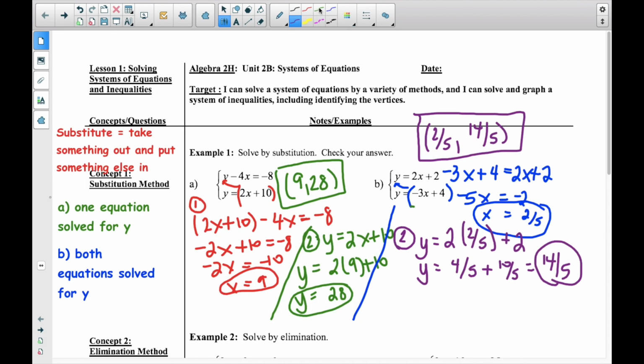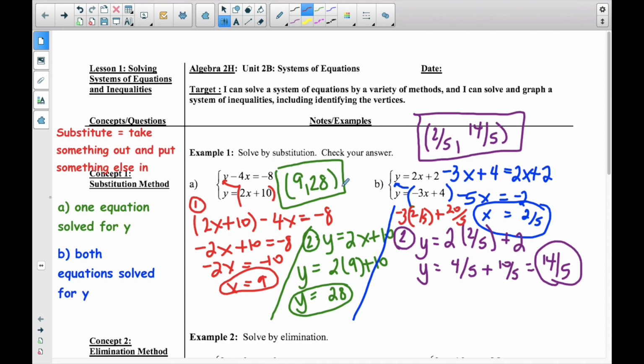I am going to go ahead and double check my answer. I like to check my solution, especially because it's fractions. I'm going to choose the bottom one to check with because I just did that top equation here. So if I go back to my bottom equation, I have a -3 times my x was 2/5 and plus 4, and another way to say 4 is 20/5. So that's a -6/5 plus 20/5. -6 plus 20 is 14/5, so this answer does work out.